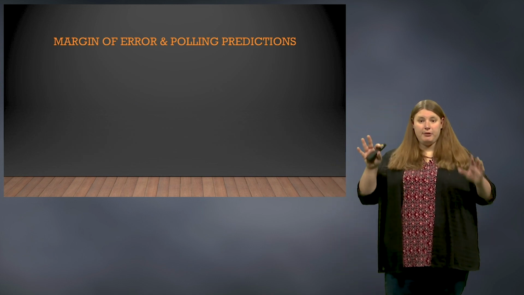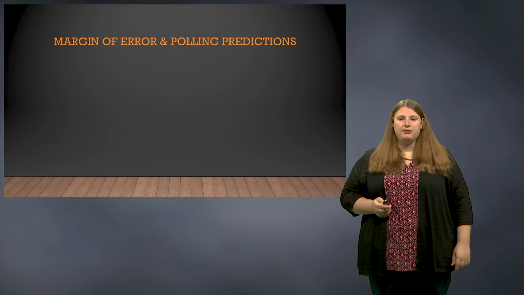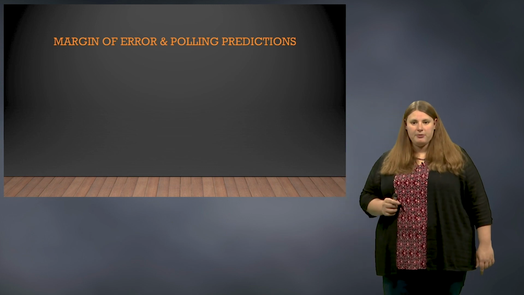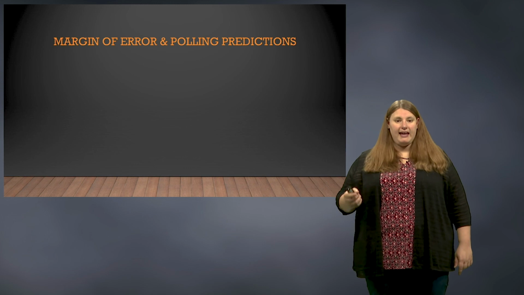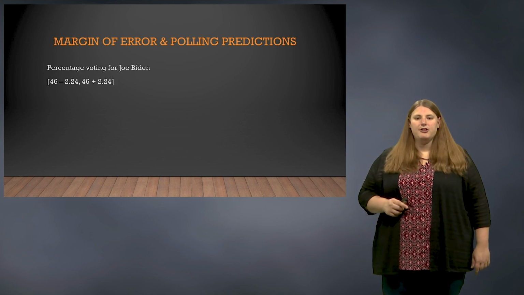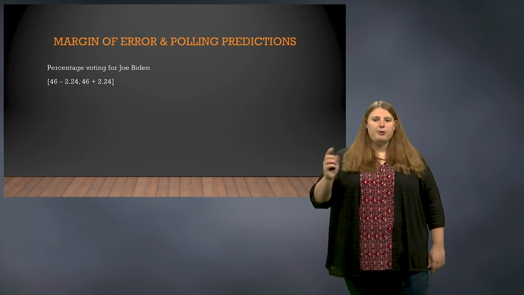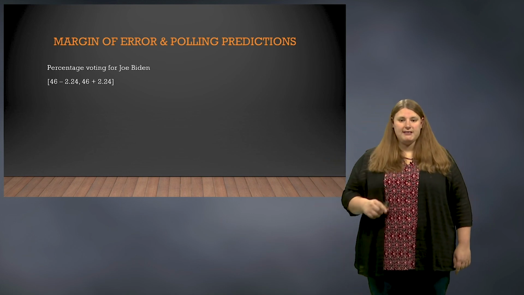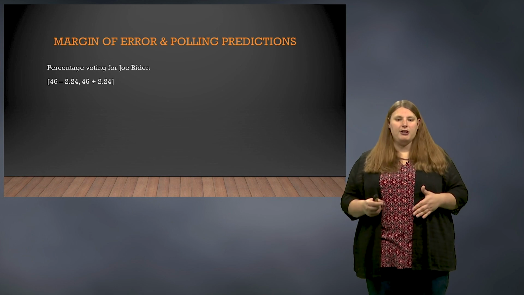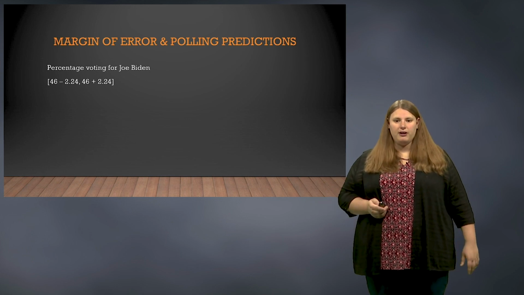So here are important numbers from that excerpt that I just showed you. Joe Biden is at 46%, President Trump is at 41%, and the margin of error that they gave in the article was 2.24%. So let's look first at Joe Biden's numbers. The percentage of the sample that voted for him was 46%. So we're going to take 46 and we're going to add and subtract the margin of error, which is 2.24.